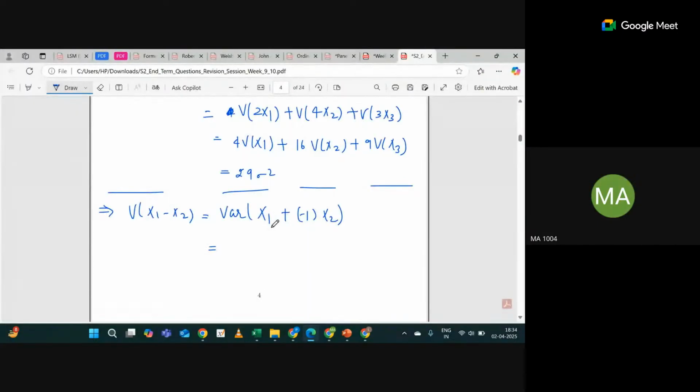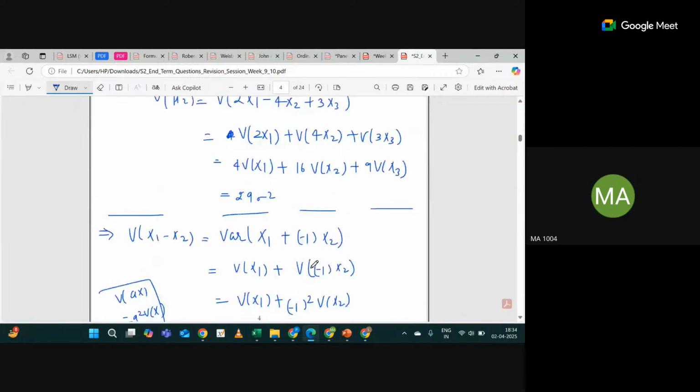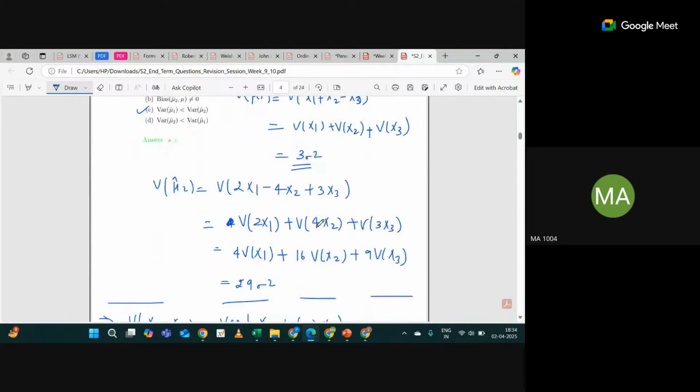And we know x1 and x2 are independent. Then can I write the variance of x1 plus the variance of minus 1 times x2? Right. So it will be the variance of x1, and we know the variance of a times x1 is a squared times the variance of x1. So it will be minus 1 squared times the variance of x2, which is nothing but the variance of x1 plus the variance of x2. Clear? This concept I have used. So you can clearly see the variance of mu1 is less, because this is 3 sigma squared and this is 29 sigma squared.